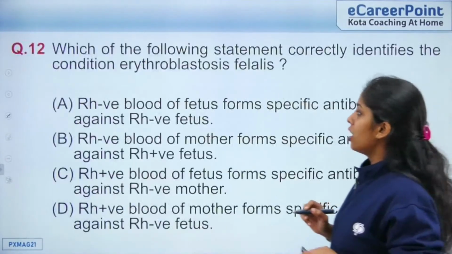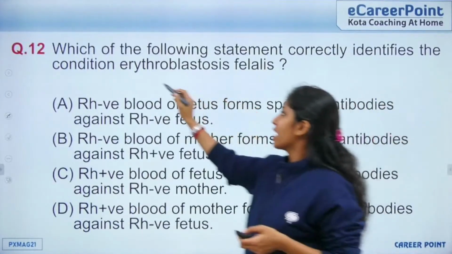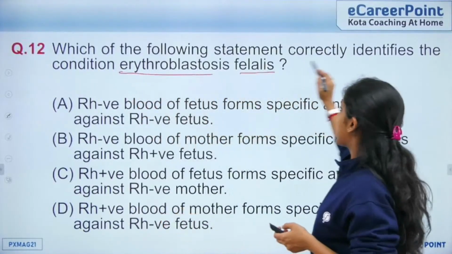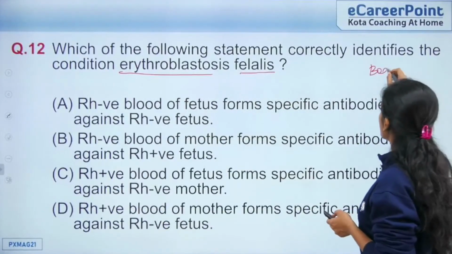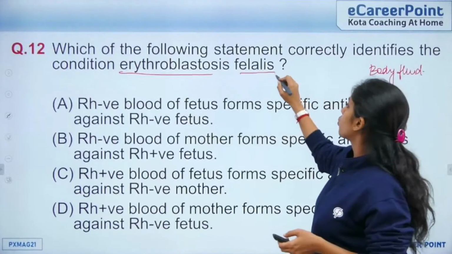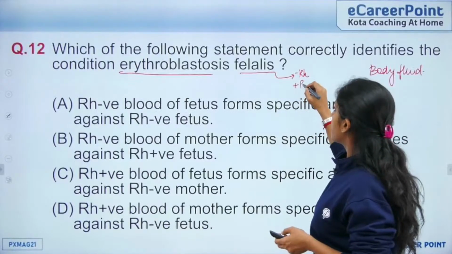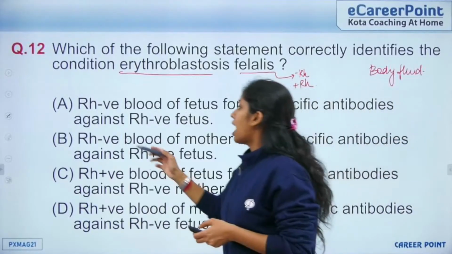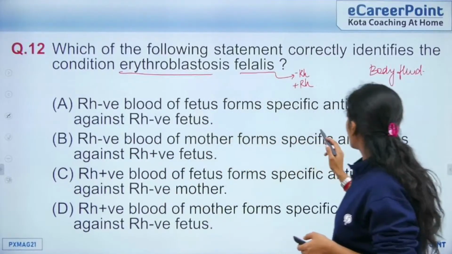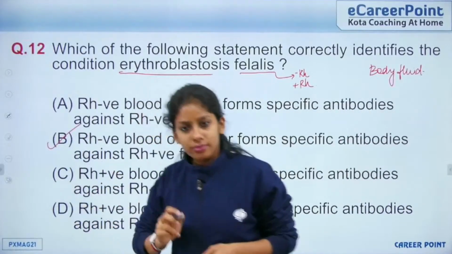So question 12. Which of the following statements correctly identifies the condition erythroblastosis fetalis? Again, the question is from body fluids and circulation. This condition happens when the mother is Rh negative and the baby is Rh positive. The Rh negative blood of the mother forms specific antibodies against the Rh positive fetus.